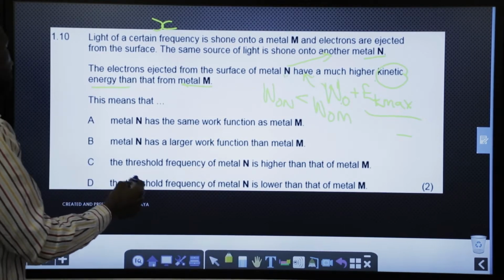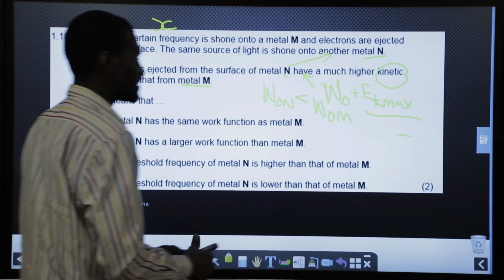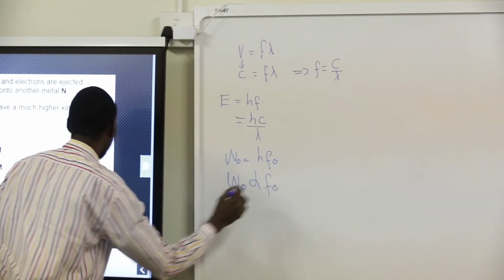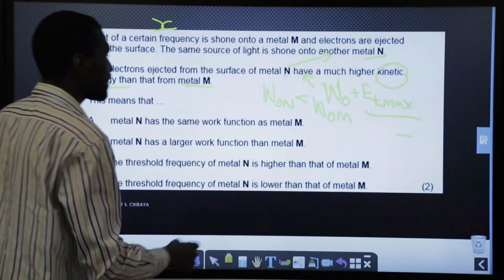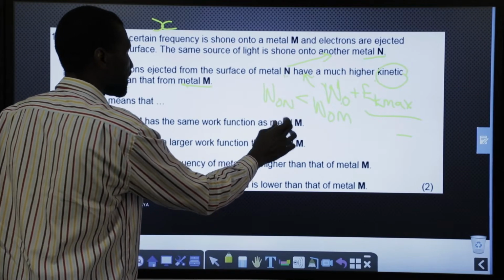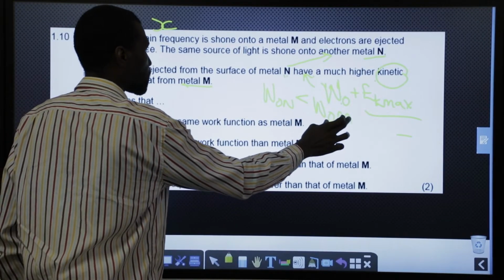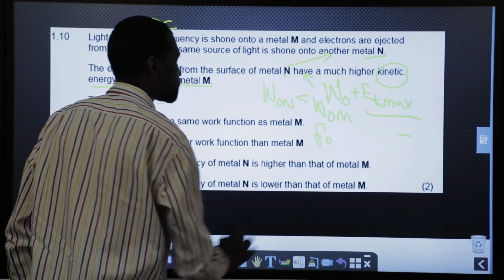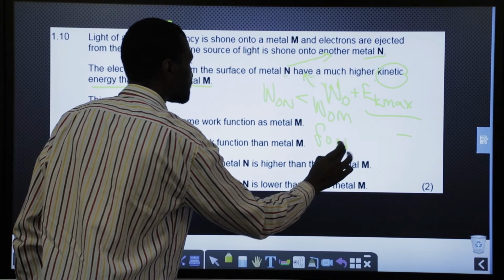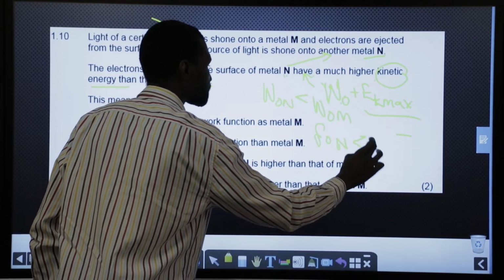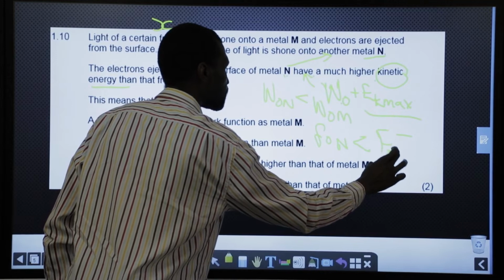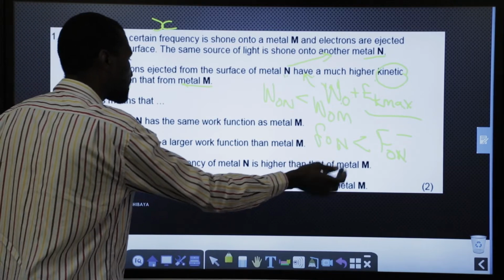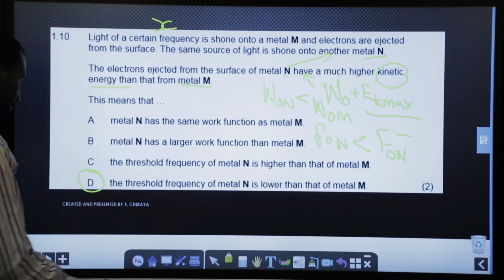Okay, good. So we are saying in this instance, if W0 is directly proportional to f0, and we agree that W0 of N is less than W0 of M, it would mean that the f0 of N is going to be less than the f0 of M. So what is the answer there? The threshold frequency of N is lower than that of M. All right, there is our correct answer.